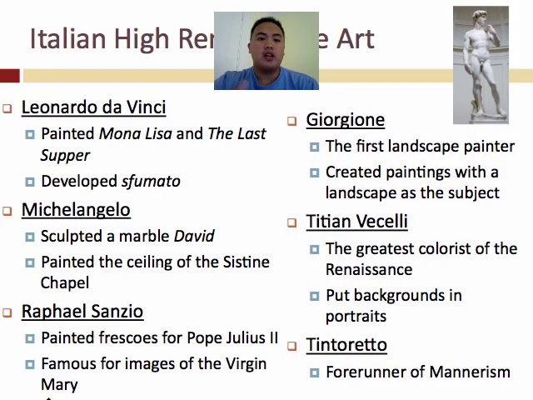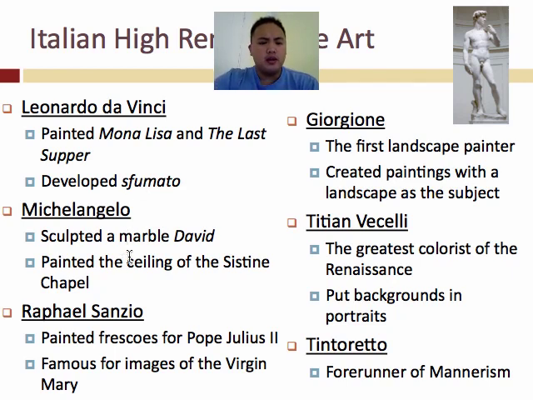Moving on to High Renaissance art, and these are the more famous Italian artists, and also the other names of the Teenage Mutant Ninja Turtles. We got Leonardo da Vinci, Mona Lisa, The Last Supper. Sfumato, the vocab word that you might need to know for that quiz. You essentially blur outlines of figures to create something like smoke.